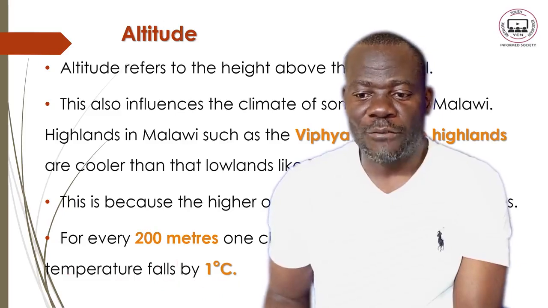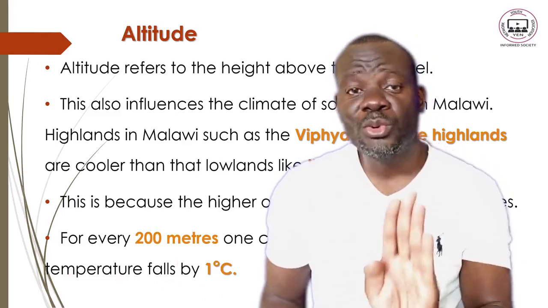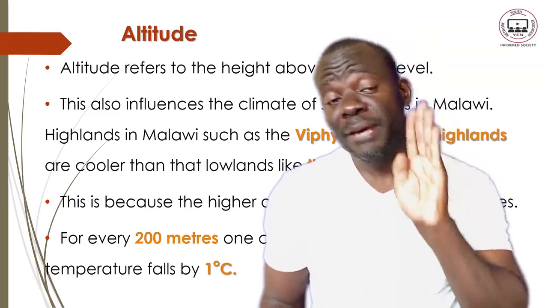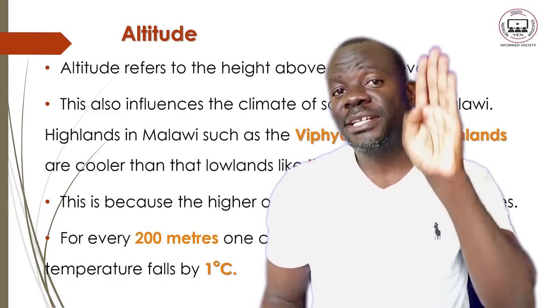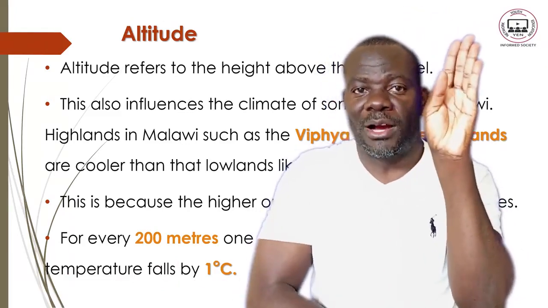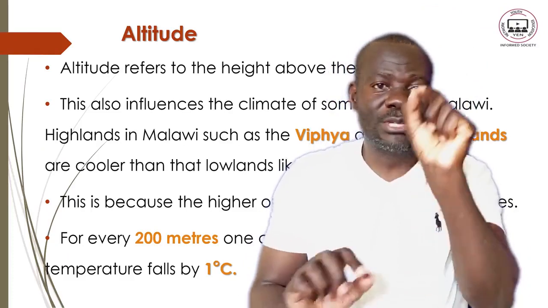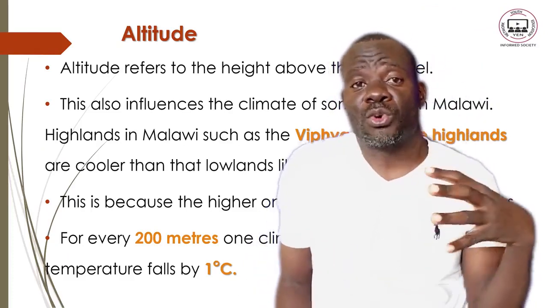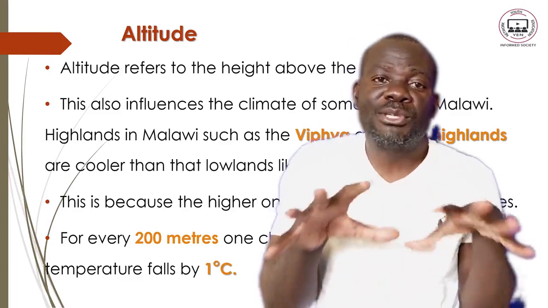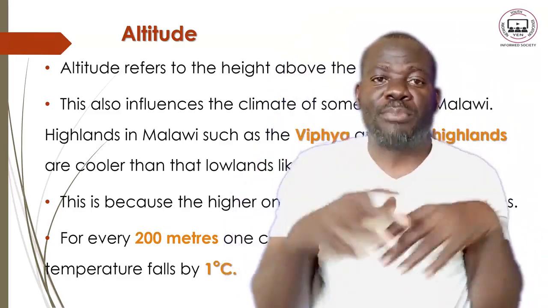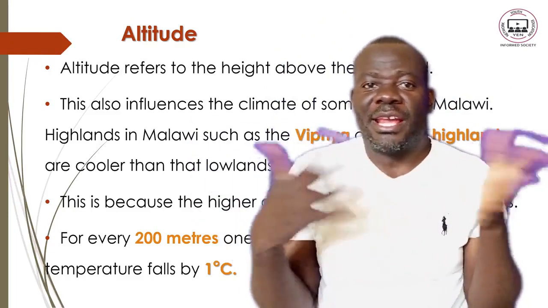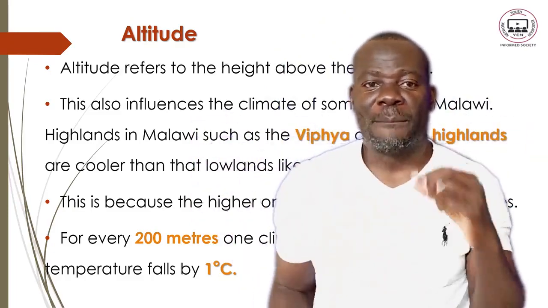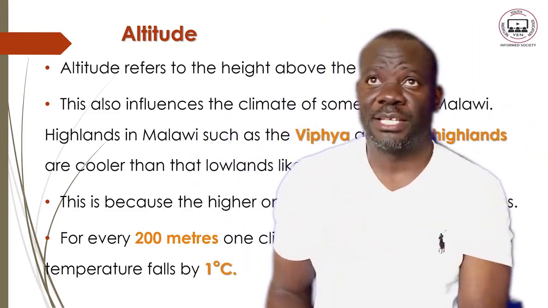So for every 200 meters one climbs upwards, the average temperature falls by 1 degree. So when you climb up a mountain that is 200 meters above where you were, then you lose 1 degree. So it becomes 1 degree cooler. That's why sometimes when you are on a top spot, you feel like there is cool weather there, because the higher you go, the cooler it becomes.